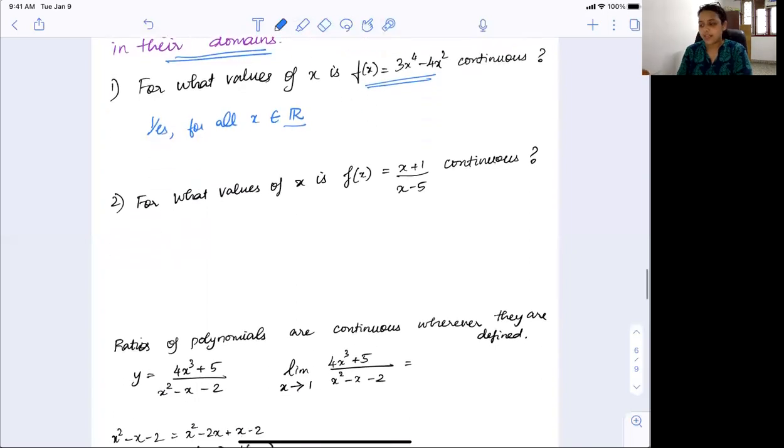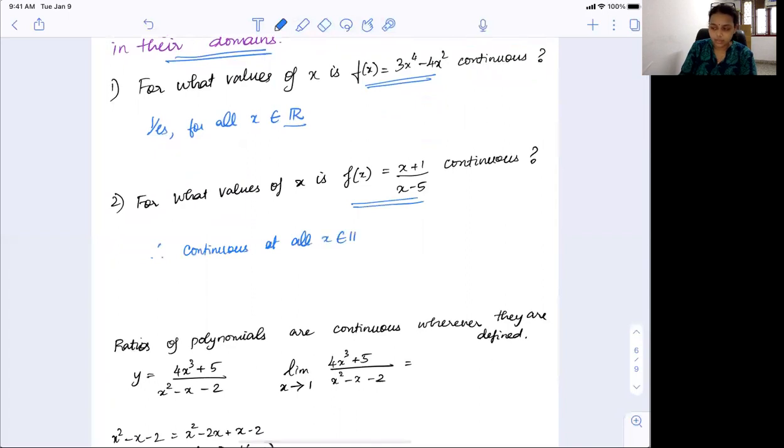For what values of x is this function continuous? Well, it's going to be continuous at every point in its domain. And in its domain, it's going to include all x except x is equal to 5, because at x is equal to 5, the function is undefined. Therefore, continuous at all x belonging to the real numbers except x is equal to 5.